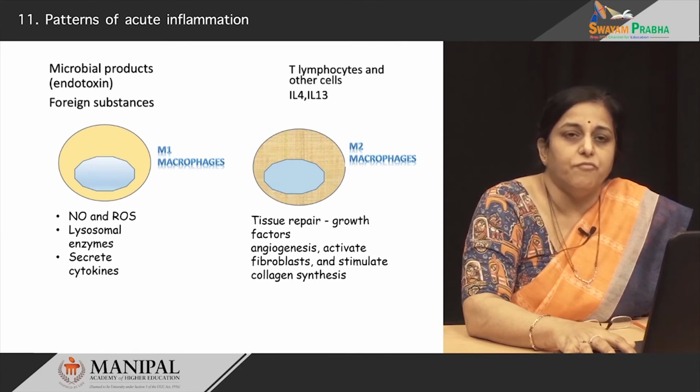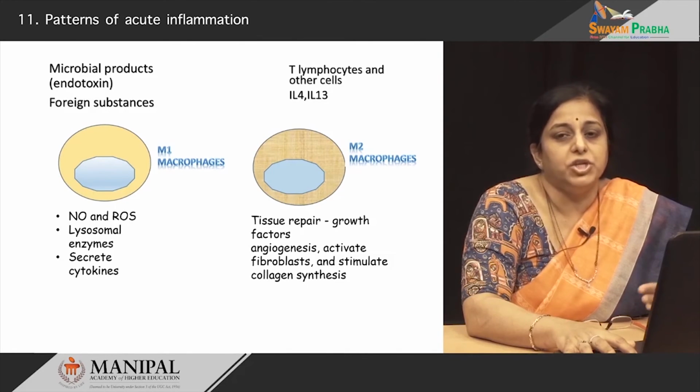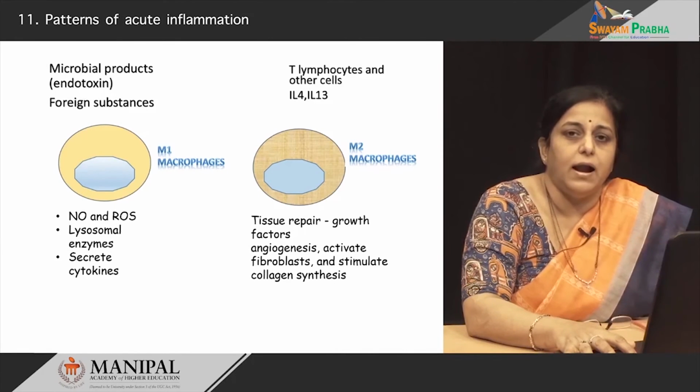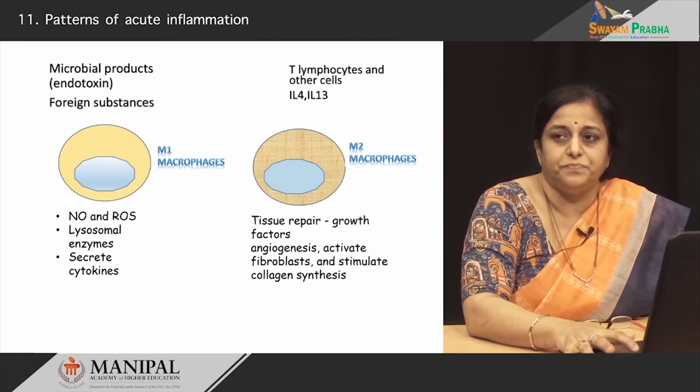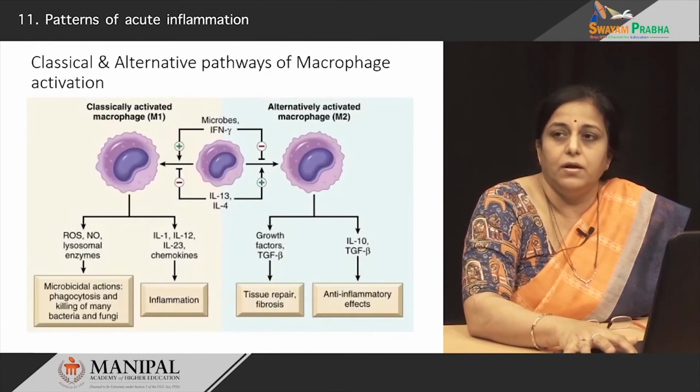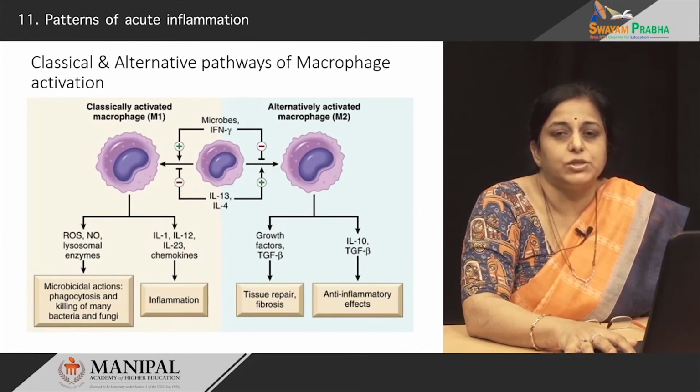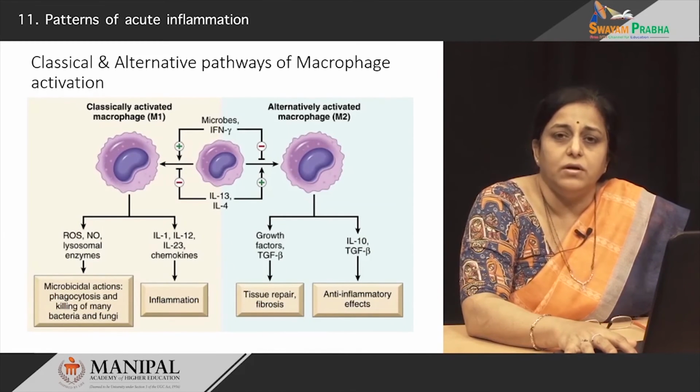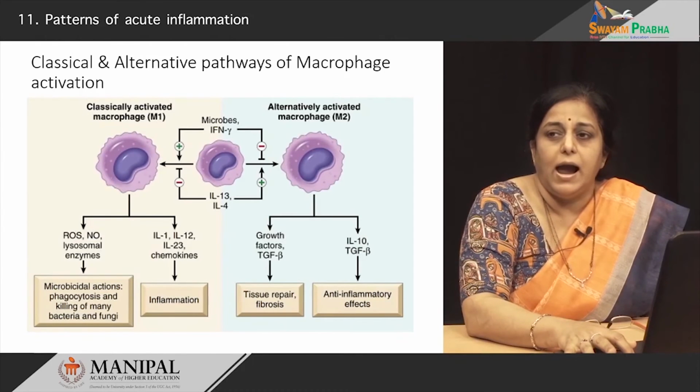So, we can see that M1 macrophages, their role is mostly to eliminate the microbial agents in acute inflammation, while M2 macrophages are generated mostly in chronic inflammation, and their role is to bring about repair and fibrosis of the injured tissue. So, this is again the same thing. The M1 macrophage generation is called the classical pathway of macrophage activation, and the M2 is the alternate. So, normally it is the classical. Whenever there is an injury, it is the M1 or the classical pathway that is activated.